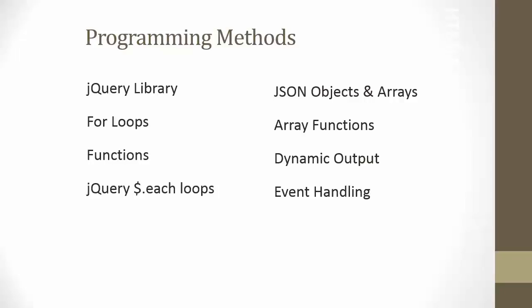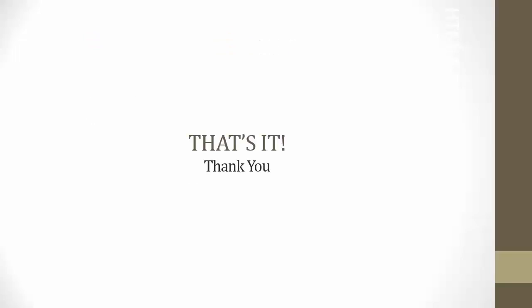JSON objects and arrays. Array functions, we looked at things like push and splice. These are functions that can add to an array or delete something from an array. Dynamic output, obviously all the table rows with the tasks, those are all dynamic. And also event handling, so clicks, submits, things like that.